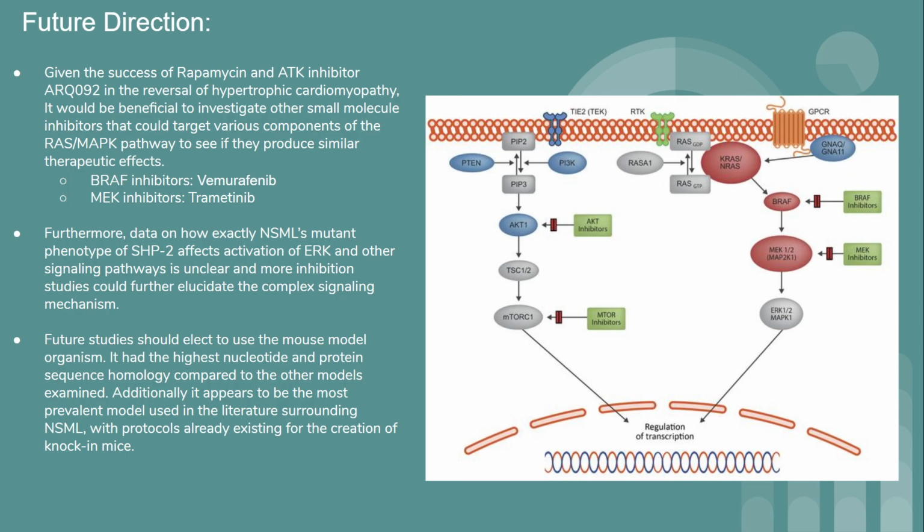If you were going to research this a little further, BRAF and MEK are also parts of the RAS-MAP kinase pathway that are commonly inhibited in cancer and other diseases. So you might want to test inhibitors to those to see if that can reduce some of the phenotypes seen in NSML. And you can also perhaps elucidate more into the signaling pathways. I would recommend that future studies into this use the mouse model, because as we saw, they had a lot of homology both in the nucleotide sequence as well as the protein sequence.